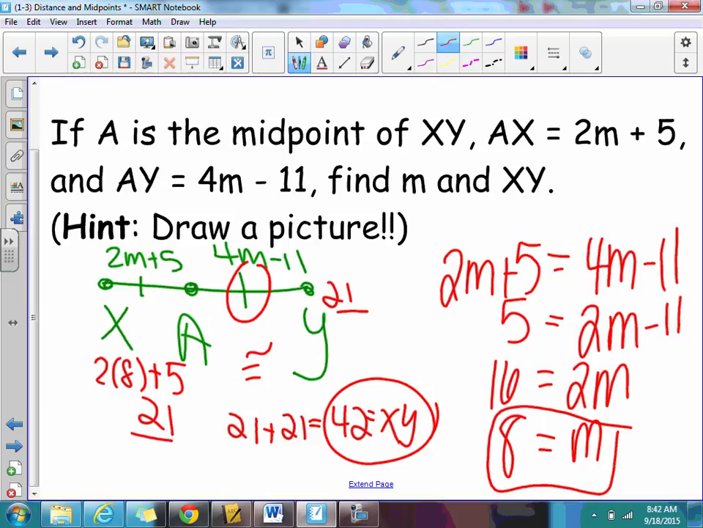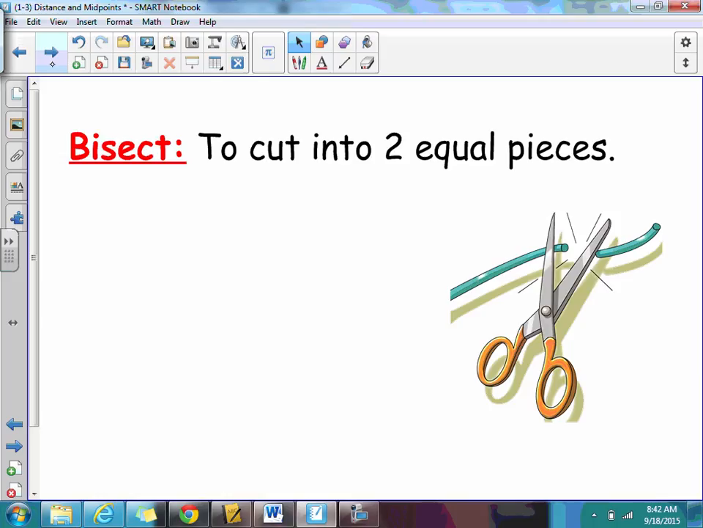Okay. And then one little vocab word at the end, bisect. Bi means two, sect is like cut. So bisect is to cut into two equal pieces. So that's what a midpoint does. A midpoint bisects or cuts a segment into two equal pieces.